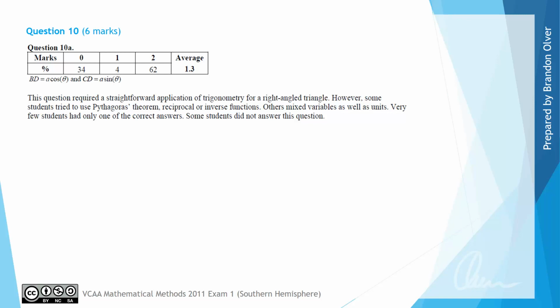So from the examiner's report we can see that 62% of students got full marks for that question, and 34% of students received 0 marks, with very few students getting 1 mark. The question required what the examiner thought was a straightforward application of trigonometry for a right-angled triangle. However, some students tried to use Pythagoras' theorem, reciprocal or inverse functions. Others mixed up variables as well as units in the question, and very few students only got one of the correct answers, meaning that people either got both or nothing for this question. Some students in this exam did not answer this question at all.